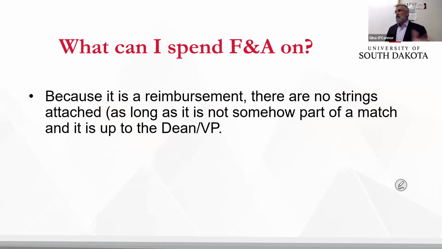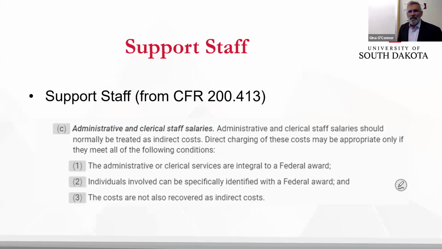I know some redistribute to faculty. There's all sorts of ways that our deans use those F&A funds. And I think they all use them well because USD is a very efficient research enterprise. Another question that pops up quite frequently is, can we pay for support staff on a grant?